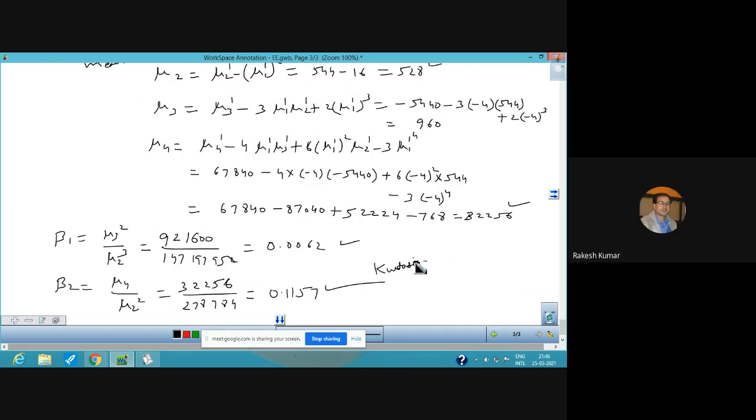So this is all about the concept of the coefficient of skewness, movements, and the coefficient of kurtosis in the case of a discrete data series and in the case of a continuous data series. So I stop my class here.